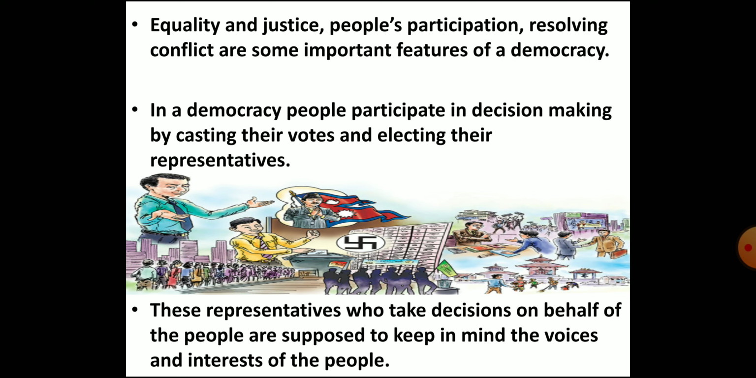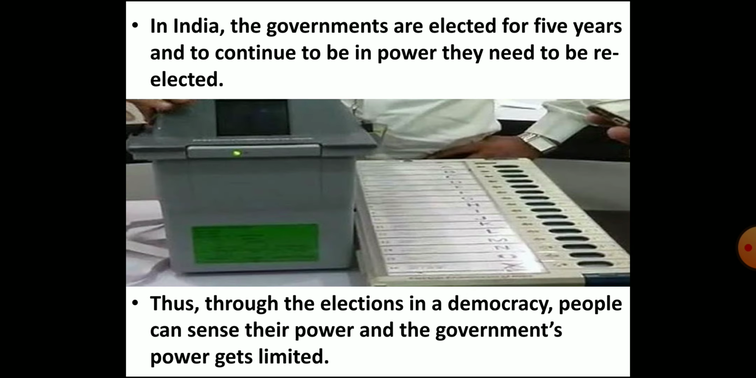Children, in a democracy, people participate in decision making, and they do this through voting in elections. By casting their votes in elections, people elect their representatives, and these representatives take decisions on behalf of the people. It is believed that these representatives would take care of people's needs, desires, and interests while making decisions.